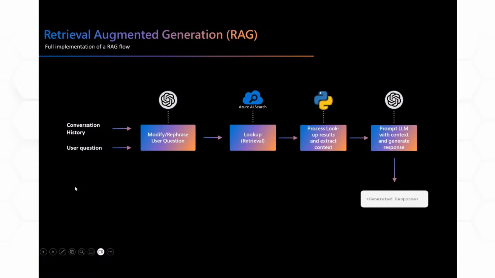So if you zoom out and look at a full implementation of a RAG flow, how does that look? Typically you would give a model a user question and conversation history, and that initial model would have the task of just modifying or rephrasing the user question. You rephrase it and send it to Azure AI Search for lookup and retrieval. You then take the results and process them in Python or any other language, extract context, and give it to your model to perform the RAG with the context generated and let it generate the response.